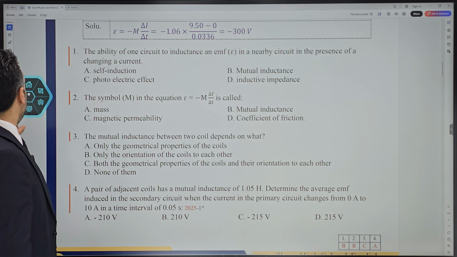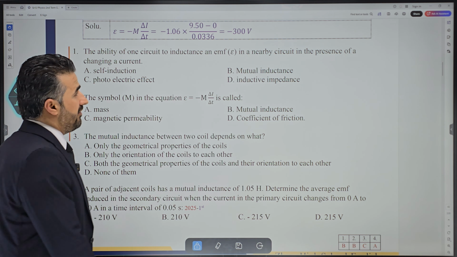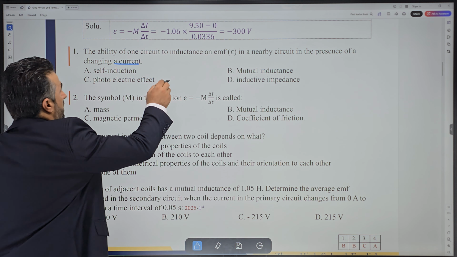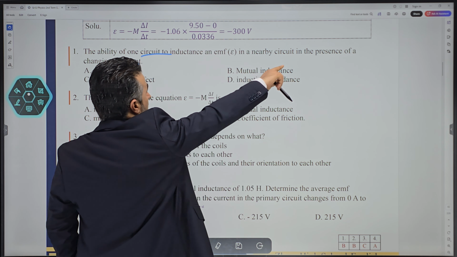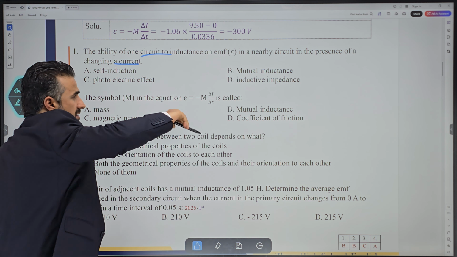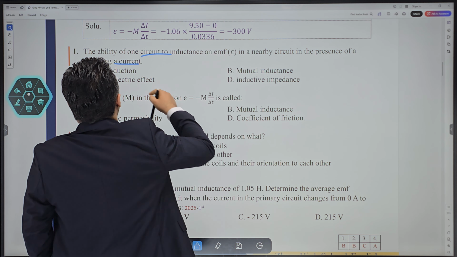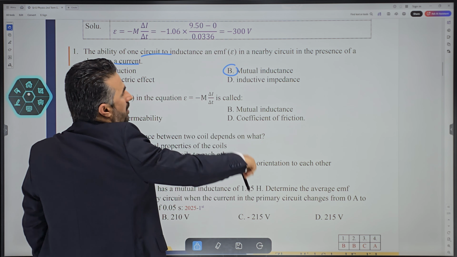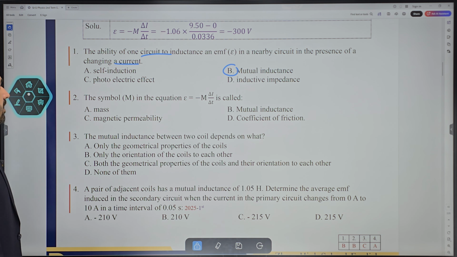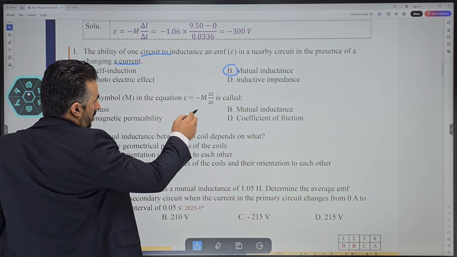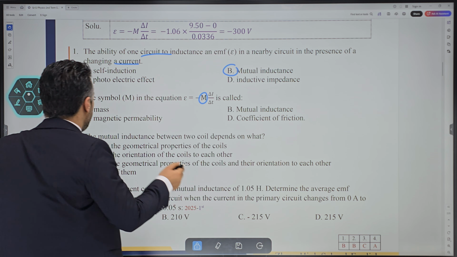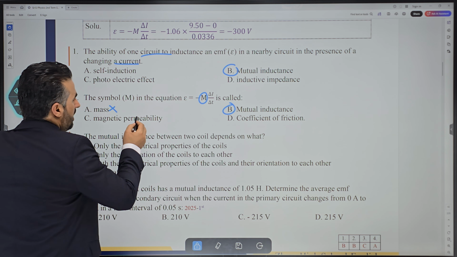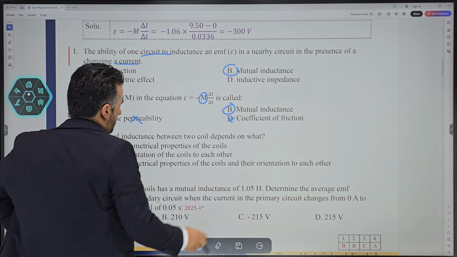The ability of one circuit to induce an EMF in a nearby circuit in the presence of changing current. You can consider this as a keyword. That would be self-induction, no. Mutual inductance, yes. Photoelectric effect, no. Inductive impedance, no. The symbol M in this equation, what does it represent? Is it a mass? Obviously not. Is it mutual inductance? Yes. Is it magnetic permeability? No. Coefficient of friction, that is also no.